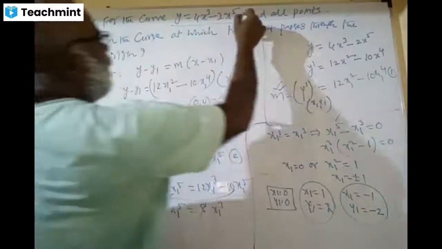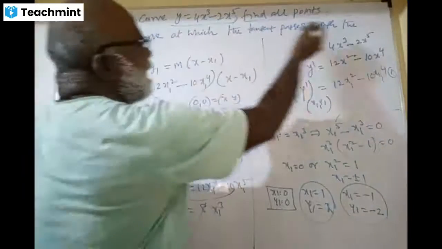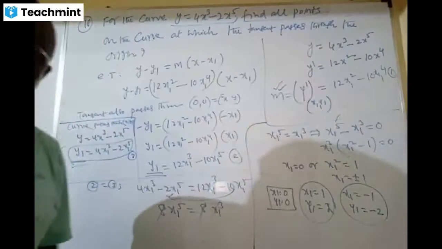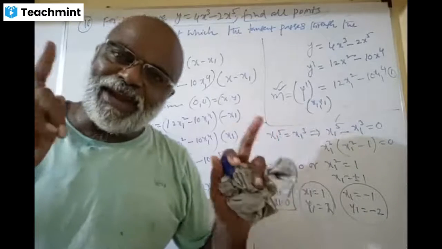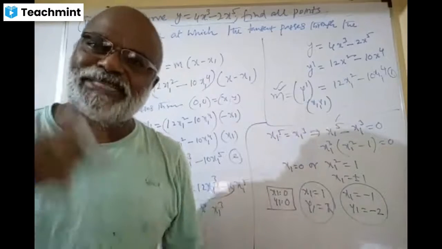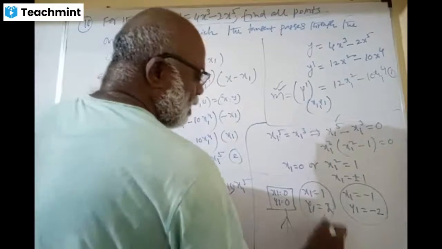Find all the points on the curve at which the tangent passes through the origin. Now you are drawing the tangent at 0, 0. You are drawing only one tangent. The tangent passes through the 3 points now: 0, 0, 1, 2, and minus 1, minus 2.